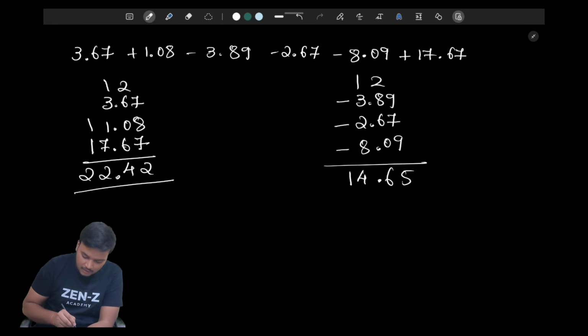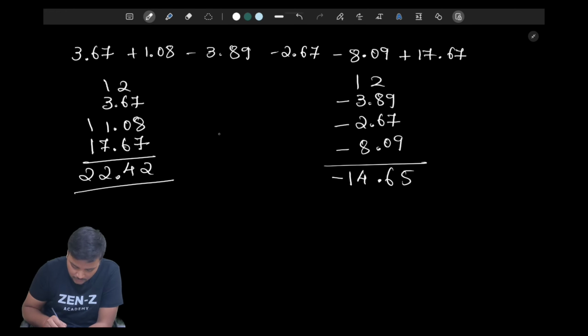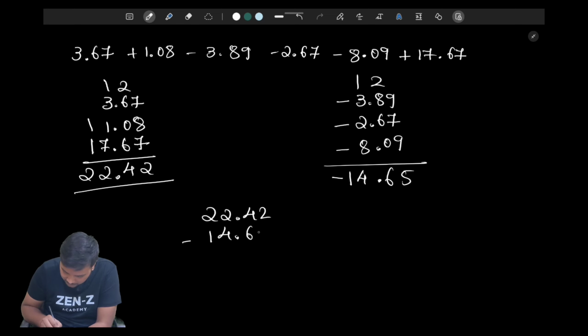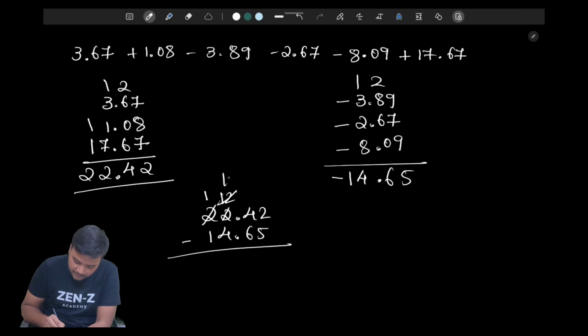So after getting the negative numbers and the positive numbers, we have to subtract them both to get the right answer. So it is going to be 22.42 minus 14.65. So here 4 minus 5. If I do like this, I have to take so much carry. So I take the greater number here in the end as carry. I take it as carry here, so this becomes 12, this becomes 11, 4 becomes 14, 14 becomes 13 again, and this 2 becomes 12.